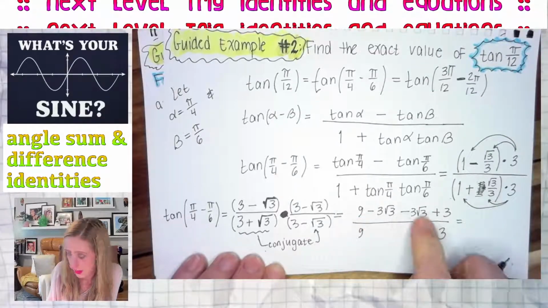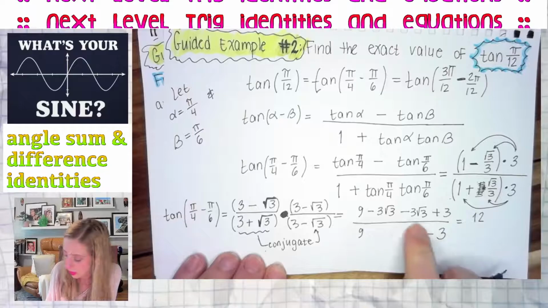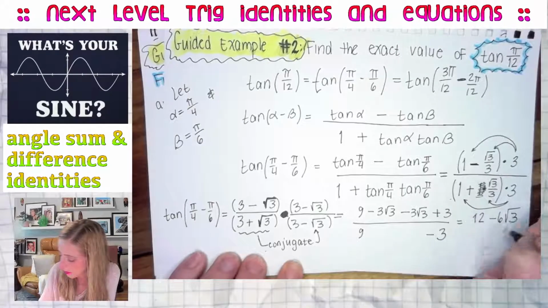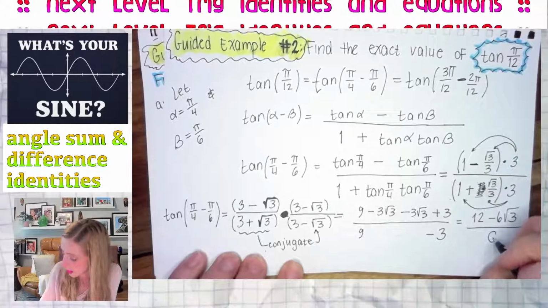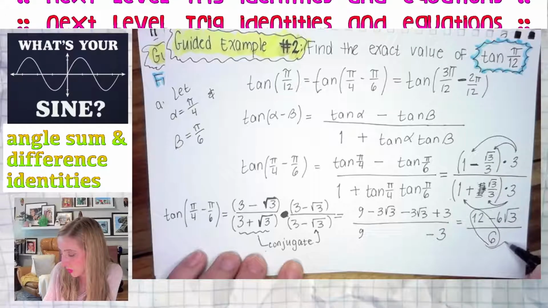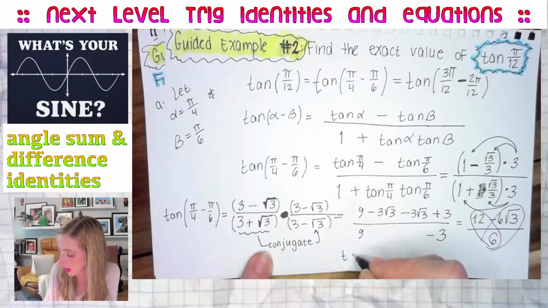9 and 3. Minus 3 root 3 minus 3 root 3 is minus 6 root 3. 9 minus 3 is 6. We're going to use our pretzel. Beautiful. Final answer.